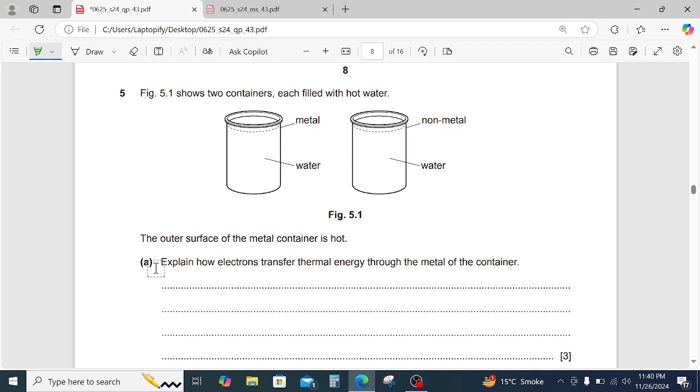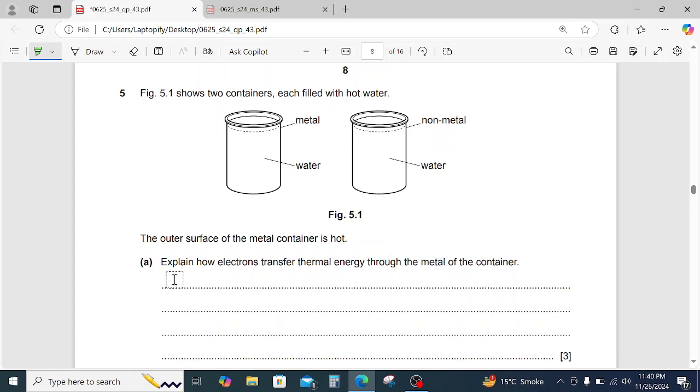Okay, now move towards the question. The outer surface of the metal container is hot. Explain how electrons transfer thermal energy through the metal of the container. The question is that the outer surface of this container is hot and you have to explain it with the help of electrons transferring energy through the metal of the container.